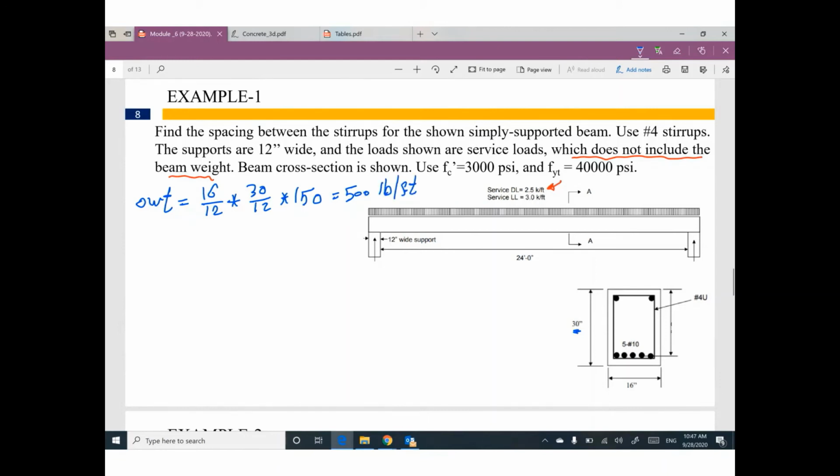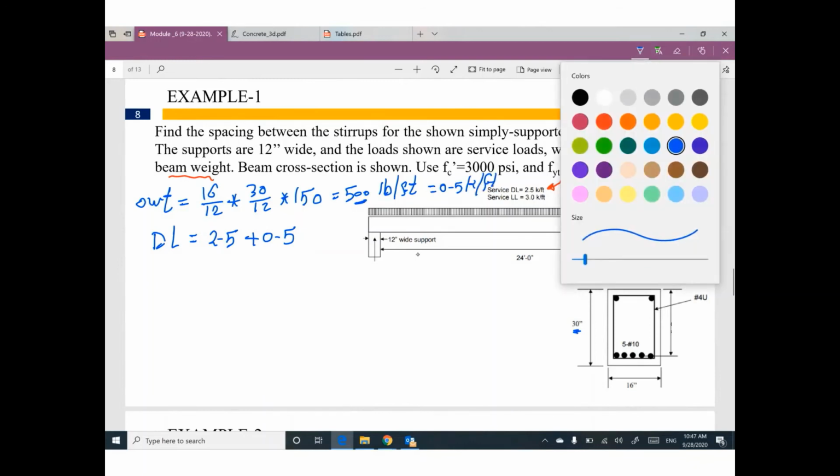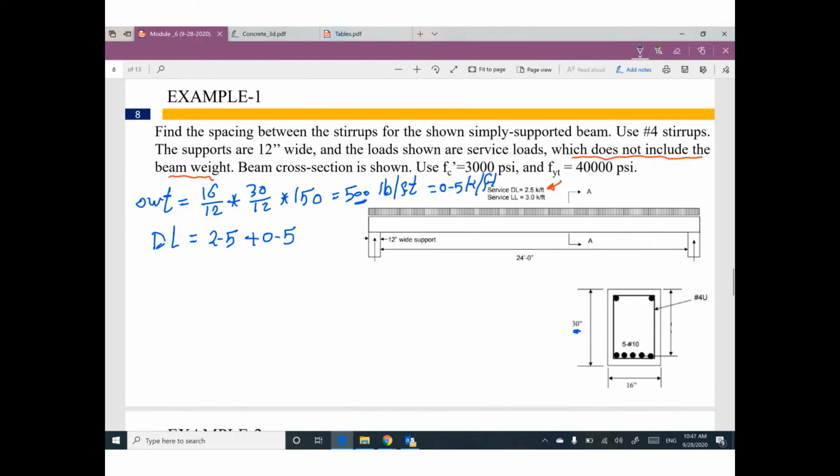That means your total dead load will be 2.5 plus 0.5. Remember, 500 is in pounds, so it will be 0.5 kip per foot. So your total dead load will be 3 kip per foot. Your live load will stay the same, 3 kip per foot.